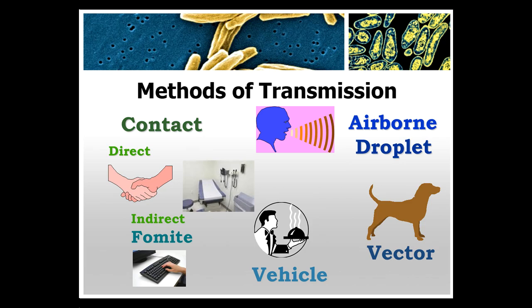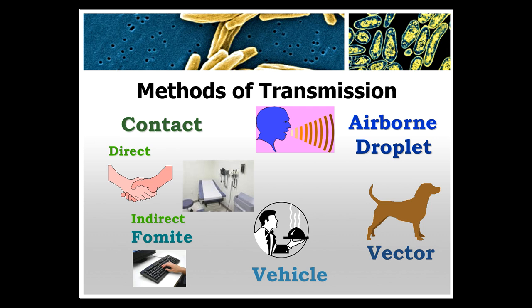The methods of transmission. This includes contact, which could be either direct or indirect contact. Indirect would be by touching an object. For example, they're called fomites, but a keyboard, for example. Keyboards can be notoriously dirty. They're known to have more bacteria sometimes than toilet seats.